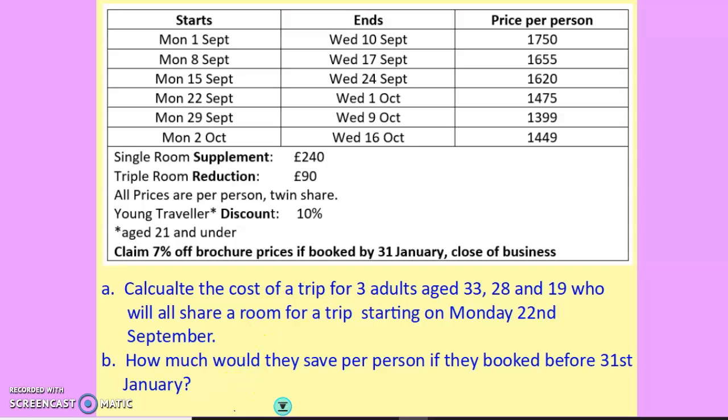Okay, so we're going for a trip for 3 adults, aged 33, 28 and 19. So this 19 then is under 21. So that one traveller will apply for the 10% discount. They will all share a room. Oh, so we've got the triple reduction, so we need to keep an eye on that. For a trip starting Monday the 22nd of September. So Monday the 22nd of September is this one here. So it would be £1,475 per person.